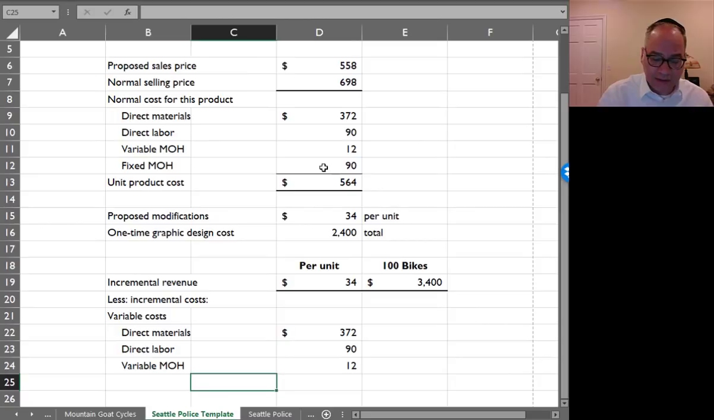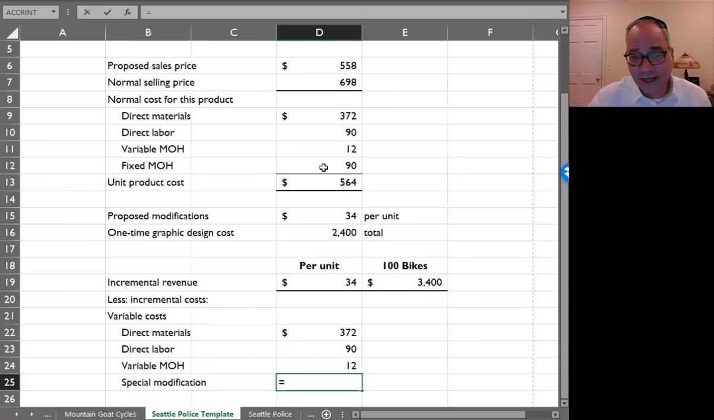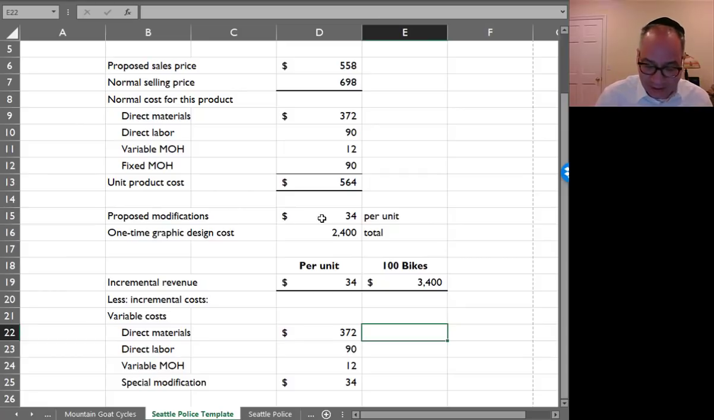And then I have this special mod. I think of that as the turbocharger. This bike is going to have a turbocharger, because, you know, the police models always have like a little something so they're a little faster. Special mod is $34. Or they're streamers, right?